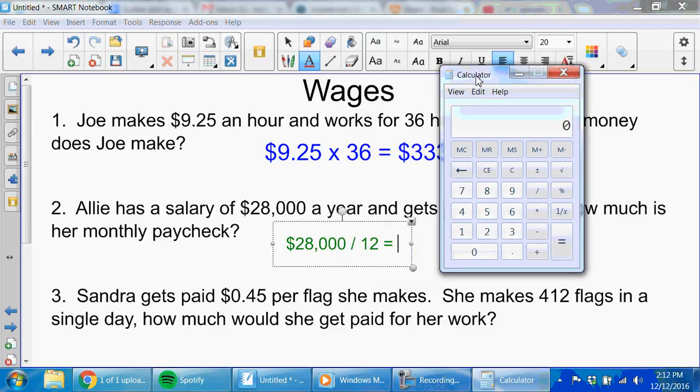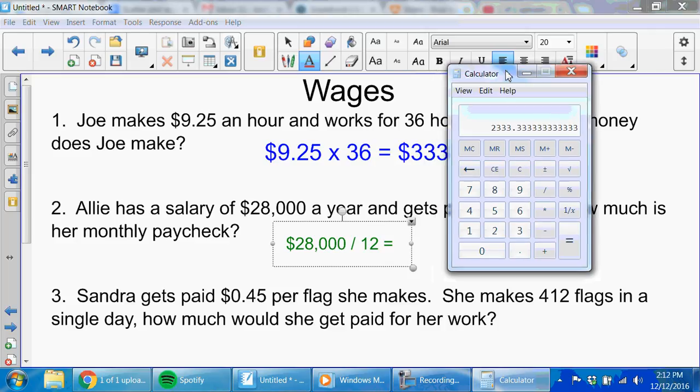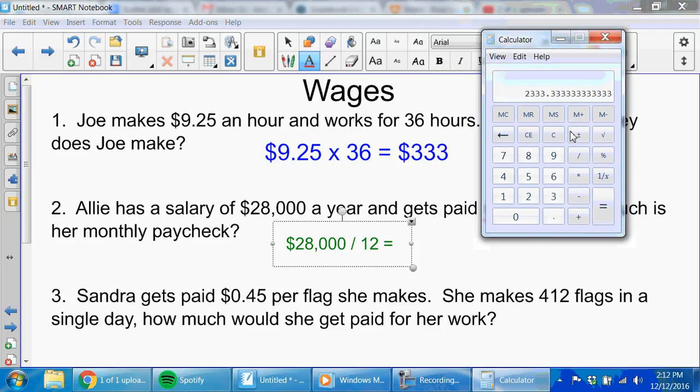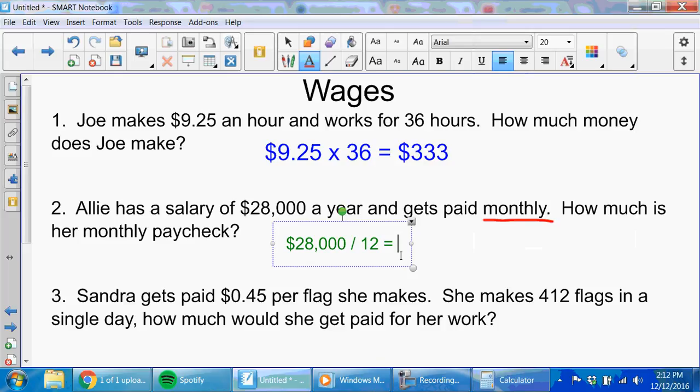So 28,000, notice I'm not putting the comma in on my calculator, divided by 12. Now this is money, which means I don't have to write all of these threes down. With money, I only go 2 after the decimal point. So I would write down $2,333.33. That's how much Allie's paycheck would be for 1 month. We'll be dividing her salary up by how many months there are in a year.